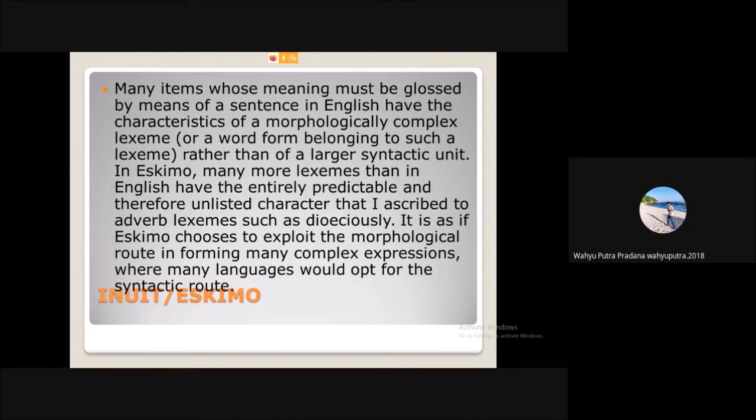Okay, thank you. And then the third example is Inuit, or Eskimo language. Many items whose meaning must be glossed by means of a sentence in English have the characteristics of a morphologically complex lexeme, or a word form belonging to such a lexeme, rather than of a larger syntactic unit. In Eskimo, many more lexemes than in English have the entirely predictable and therefore unlisted character that I ascribe to adverb lexemes such as deliciously. It is as if Eskimo chooses to exploit the morphological route in forming many complex expressions, where many languages would opt for the syntactic route.